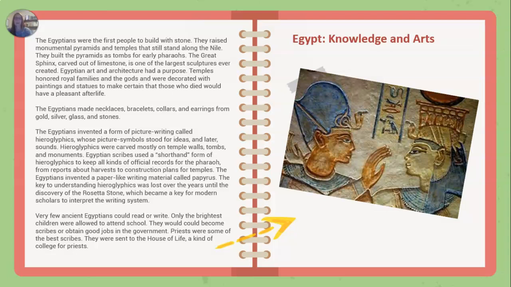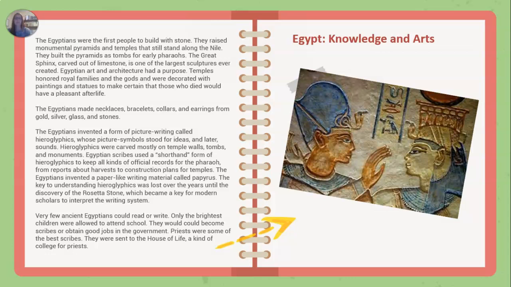The Egyptians made necklaces and bracelets, collars, and earrings from gold, silver, glass, and stones. The Egyptians invented a form of picture writing called hieroglyphics, whose picture symbols stood for ideas and later sounds. Hieroglyphics were carved mostly on temple walls, tombs, and monuments. Egyptian scribes used a shorthand form of hieroglyphics to keep all kinds of official records for the pharaoh, from reports about harvests to construction plans for temples.